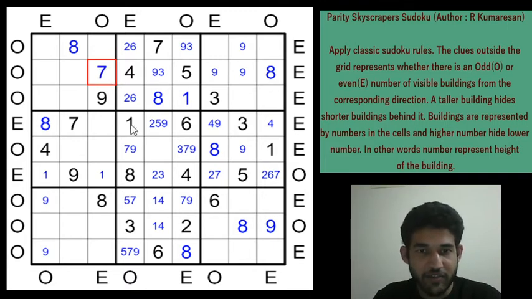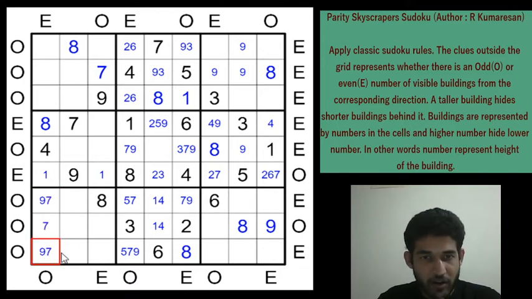So that gives us the 7 here, and which means 7 must be in one of these 3 cells, right? Let us pencil mark them. And for now, 7 can go.